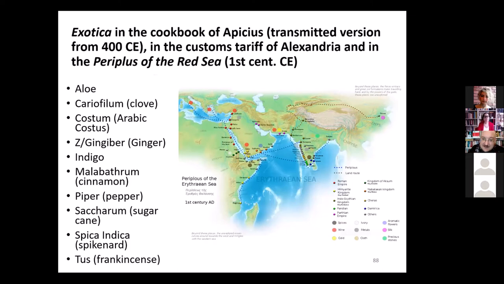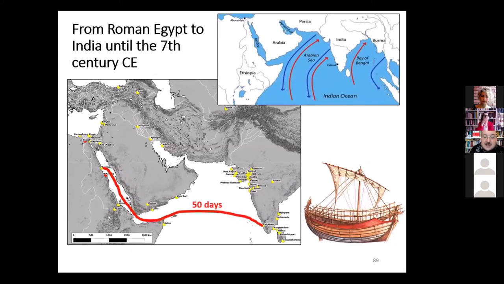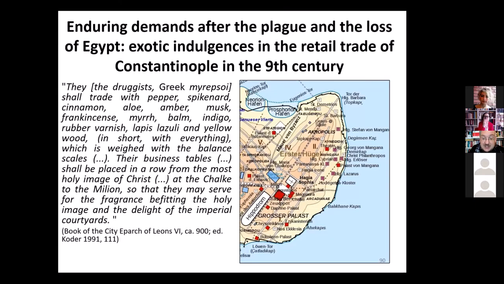And we have a long list in various sources, in the custom tariffs of Alexandria or in the Periplus of the Red Sea. And we know that there was a regular maritime transport between Roman Egypt and India up to the 7th century, when Egypt was lost to the Byzantines. What we find, however, and this is again about this lateral dimension, is that these modifications of demands of foodways are enduring. They are also enduring after imperial frameworks collapse, enduring after the catastrophe of the plague, the loss of Egypt.